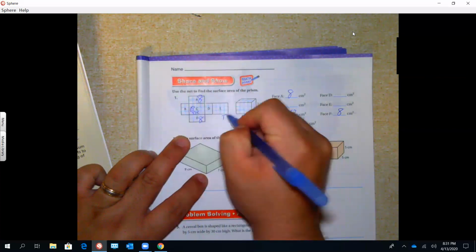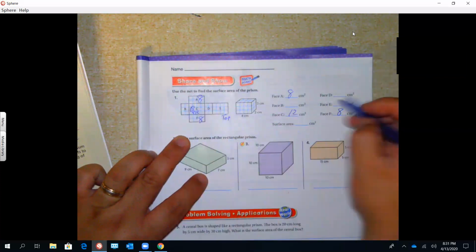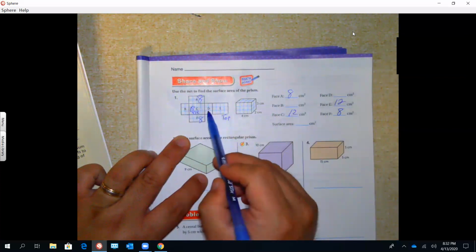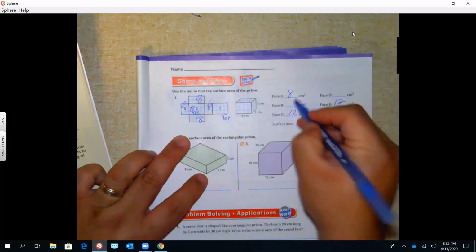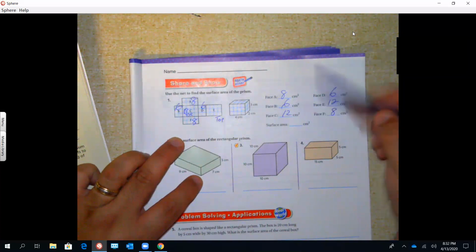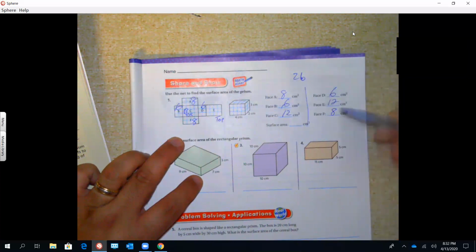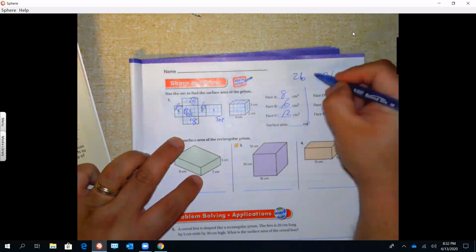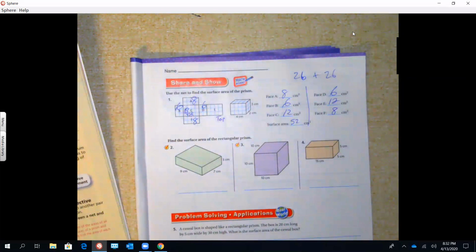So E must be the top base. And these have to be the same. So C and E have to be the same. So that's 12. So E must be 12. Let's count for D. 1, 2, 3, 4, 5, 6. So this is 6. This must be 6. Add them up. 8 plus 12 is 20. Plus 6. So 26. There we go. This side equals 26. This side must also equal 26. And add them up. You should get how much? 52 centimeters squared.